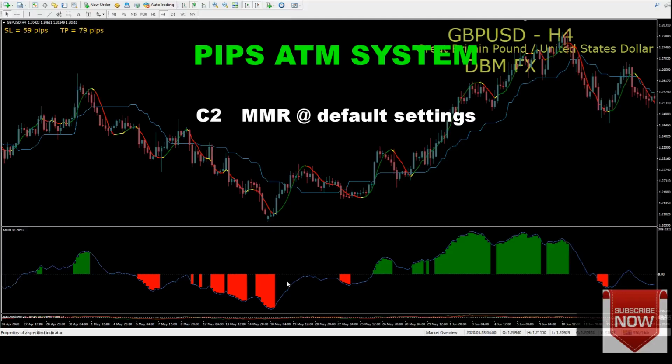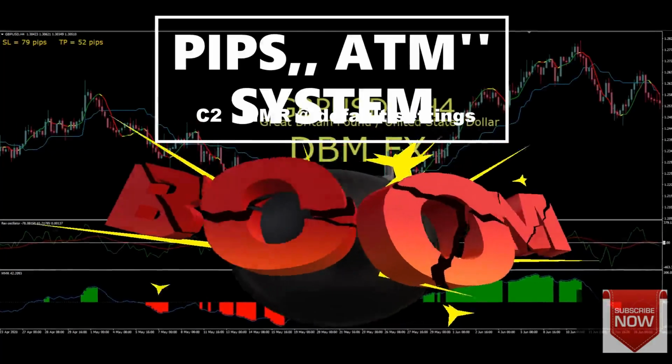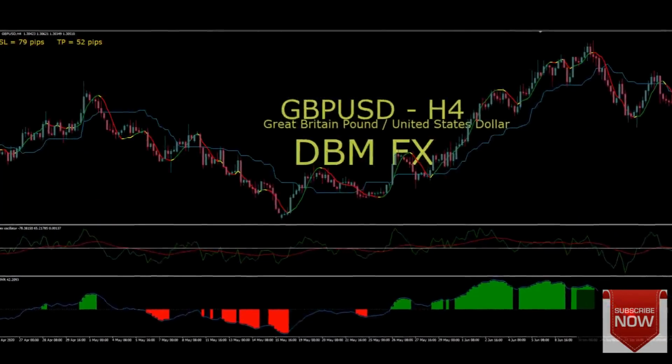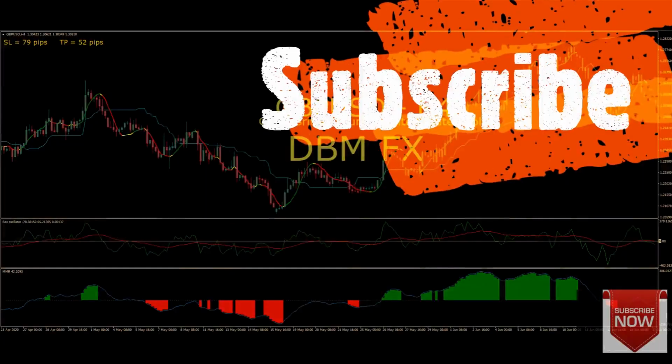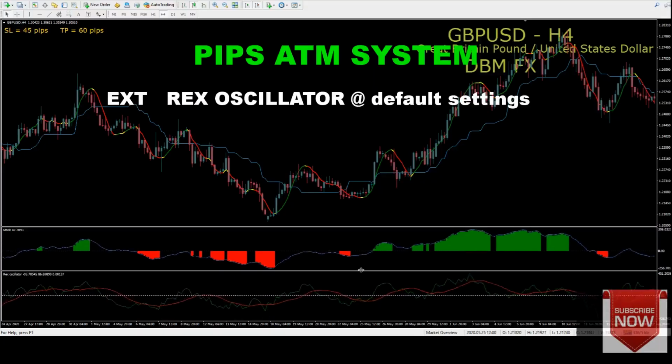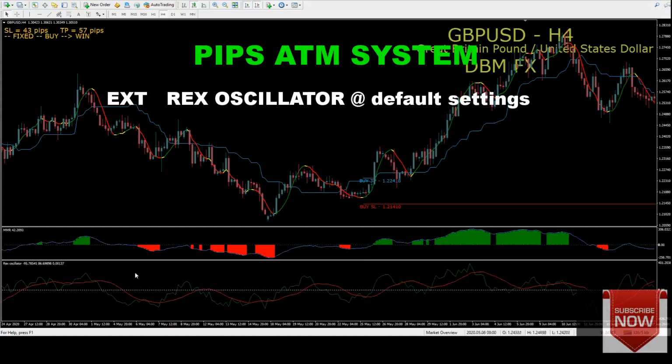The settings for this indicator are the fast MA is 12, the slow MA is 26, the signal is 9, the RSI period is 14, 5 and 85. Okay, the next indicator would be my exit indicator. Here it is, the Rex oscillator. I actually like this exit indicator. The settings are just the standard ones, 14 and 14.